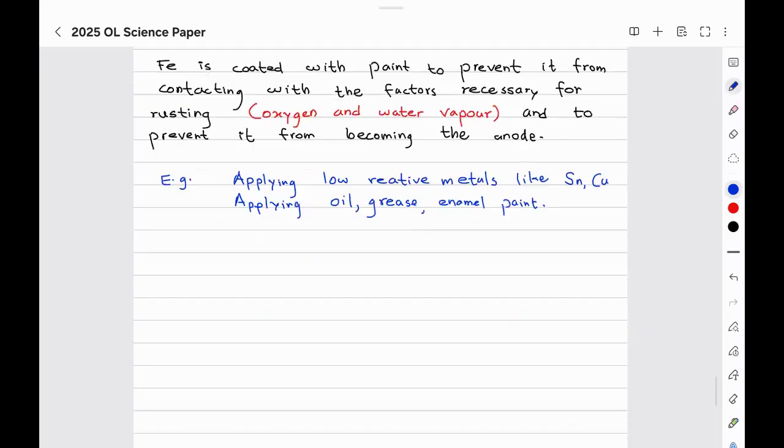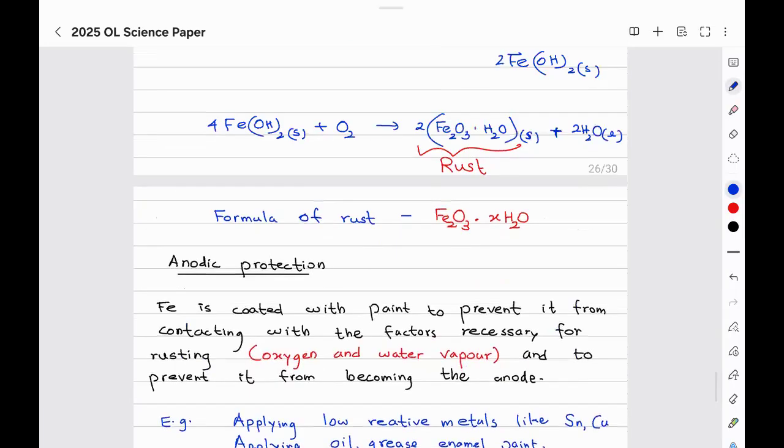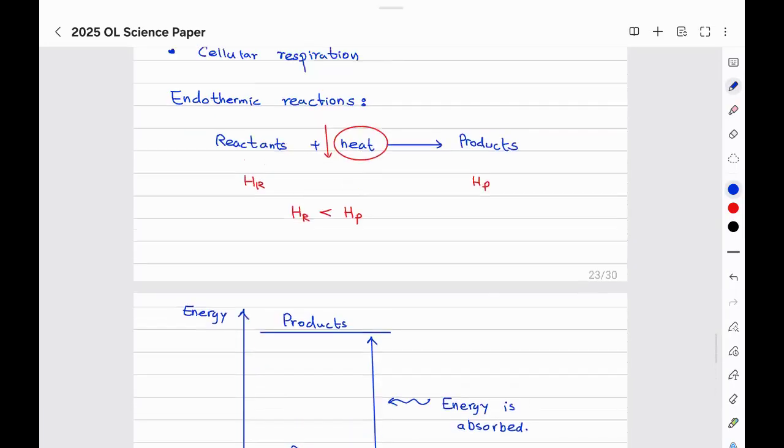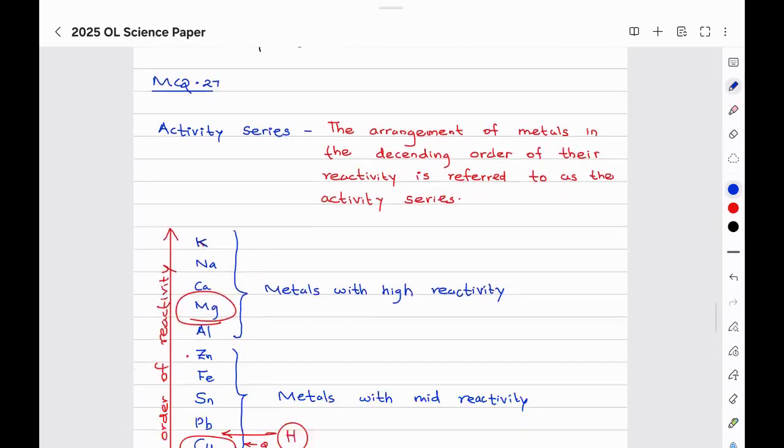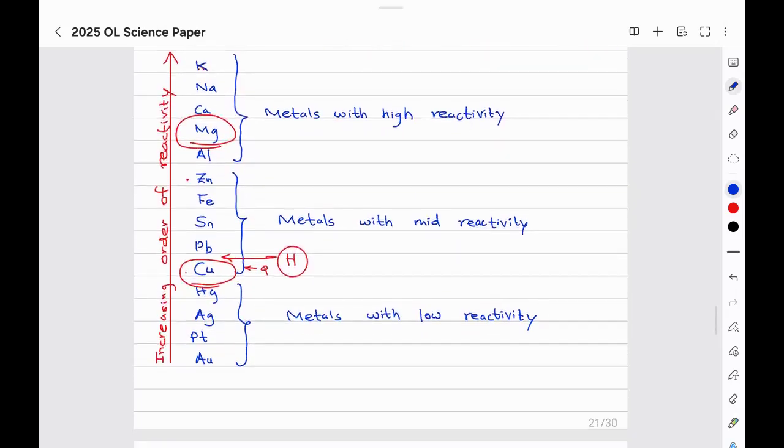Okay. Now let's see this iron, tin, copper. They are located in the activity series. See, this is the activity series. So you can see iron is here and tin and copper here, right? So we are coating them with this tin and copper. The reason is their reactivity is low.